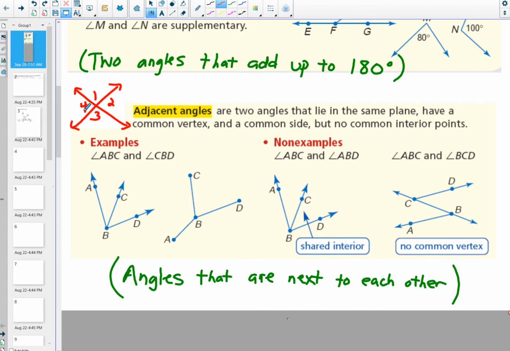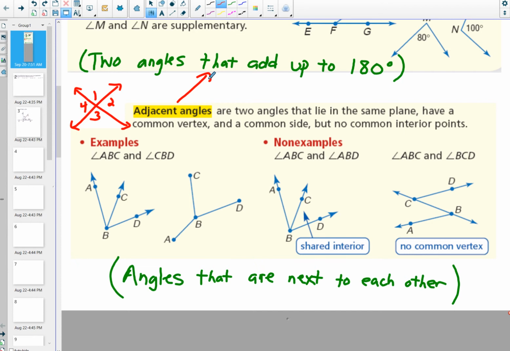Which pairs? Give me the pairs of angles. 1 and 2, yeah, those are adjacent. 4 and 3, 3 and 2. 1 and 4. There are 4 sets of angles that are next to each other. So what we will learn is that in this scenario where we have one intersection, where 2 lines intersect and go through each other, adjacent angles will always be supplementary.